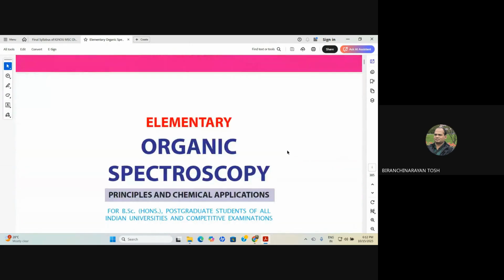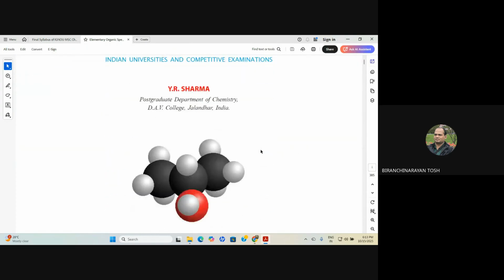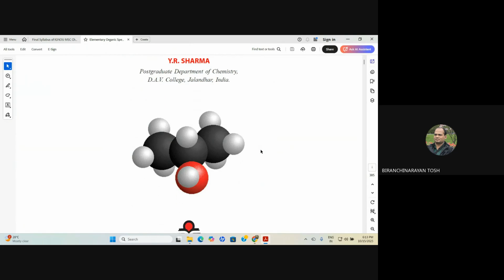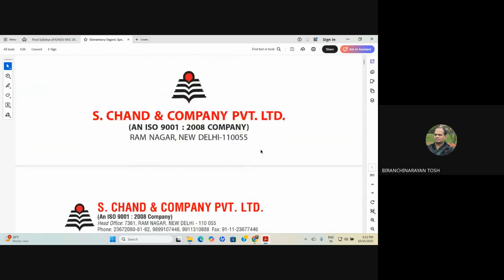So spectroscopy, and we know all these things. The introduction part: what is electromagnetic radiation? What are the different components of electromagnetic radiation? That is wavelength, wave number, frequency. We'll not discuss that one. And the total electromagnetic spectrum, which starts from the gamma ray to radio wave.